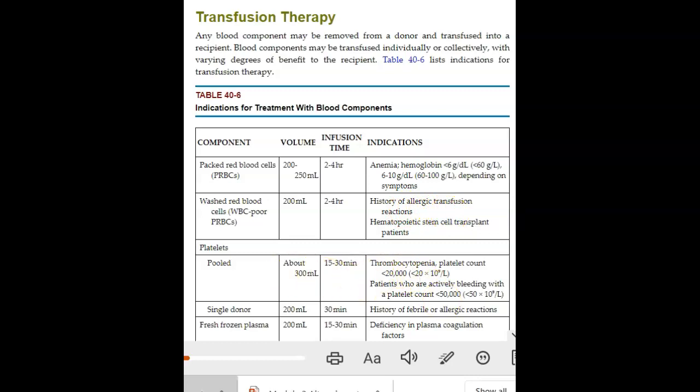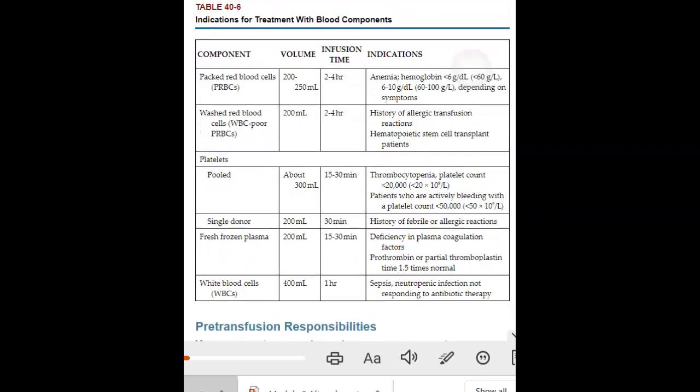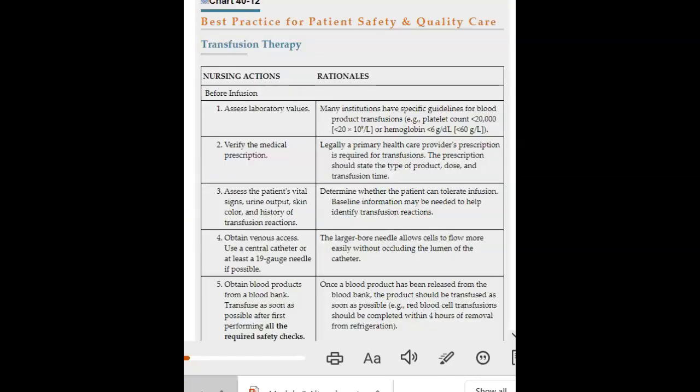So you also have more down here in your white blood cells. I want you to read that. And of course, with anything that we do, we have to make sure that we follow best practice for patient safety and quality.